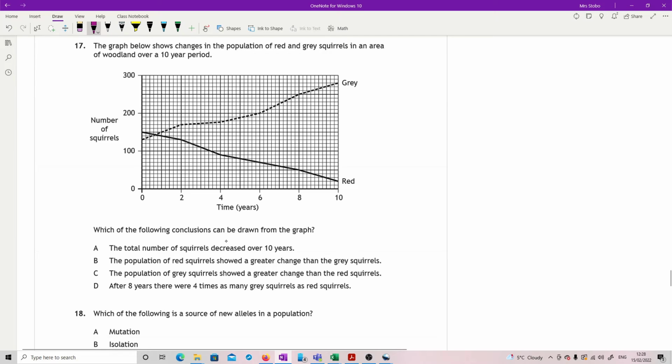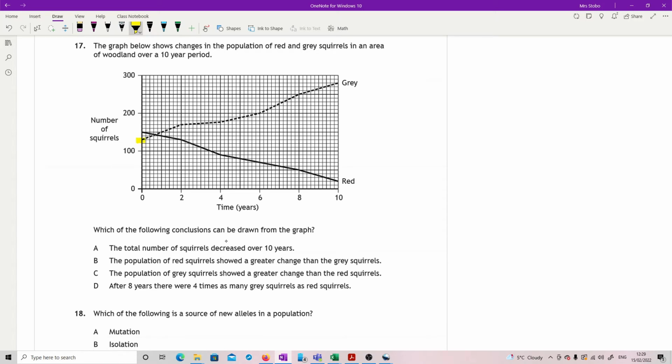Okay, question 17. Again, it's just a graph set that you need to work through. The graph below shows changes in the populations of red and grey squirrels in an area of woodland over a 10-year period. So you've got your time going along the bottom, and then we've got two different lines on here, but to the same axis, so it's not a double axis graph. I suppose that they're being slightly nice. Total number of squirrels decreased over 10 years. Well, let's have a look at this.